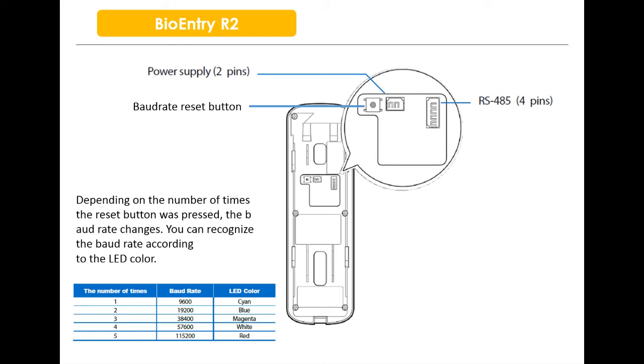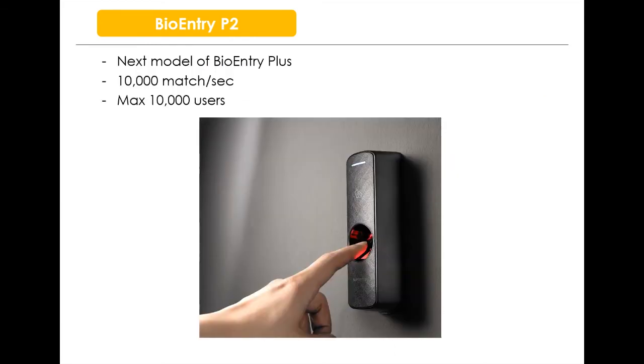The next newly supported device is BioEntry P2. BioEntry P2 is the next version of our popular access control device, BioEntry Plus. The size remains similar, but its capacity has doubled, and the match speed has also greatly improved. Even if you fill the maximum number of users, the authentication should happen in 1 second.